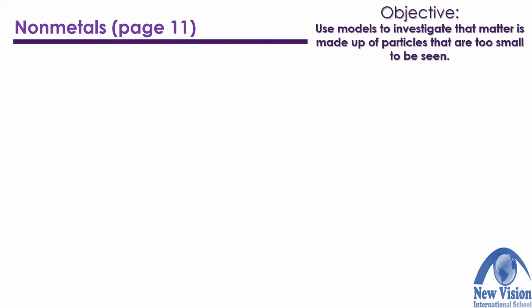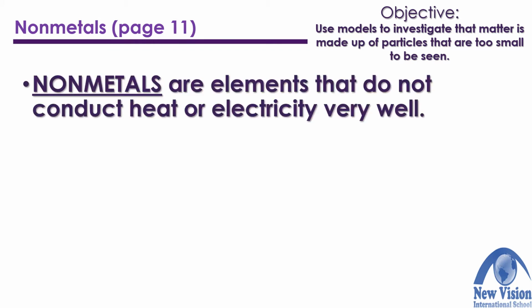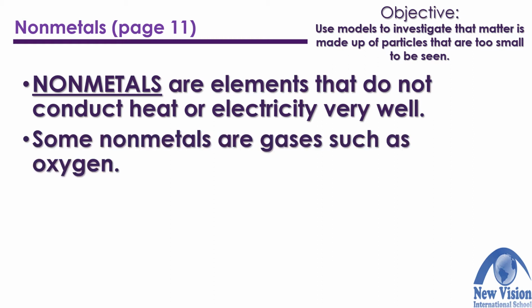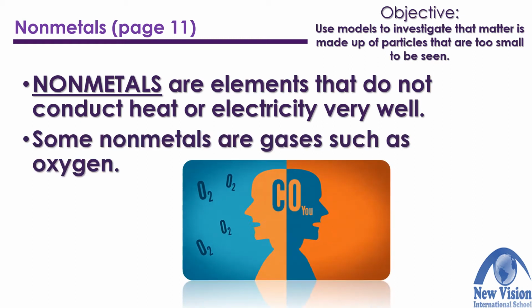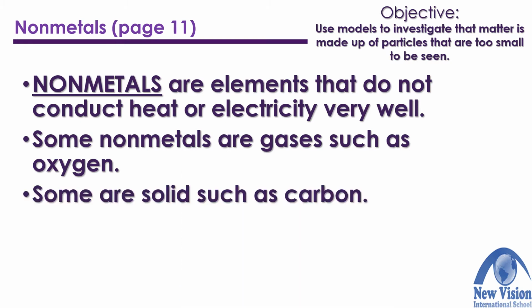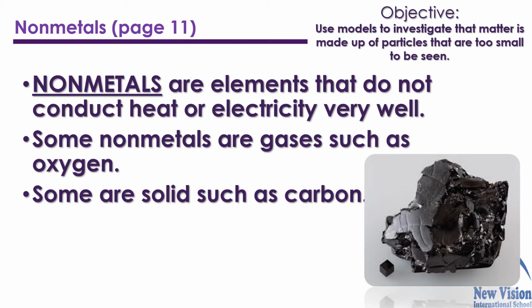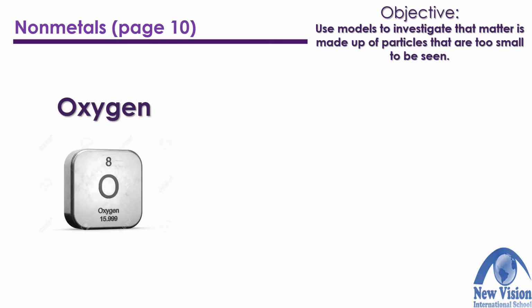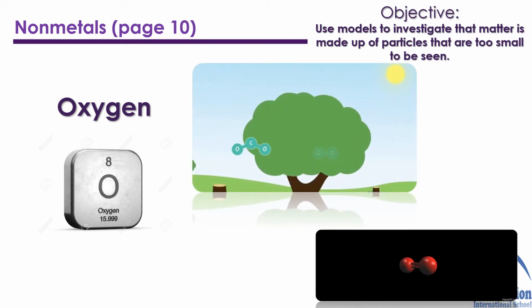Elements that do not conduct heat or electricity very well are called nonmetals. Some nonmetals are gases. One example is the oxygen you breathe. Other nonmetals, such as carbon, are solid. The oxygen that we breathe is made up of two oxygen atoms.